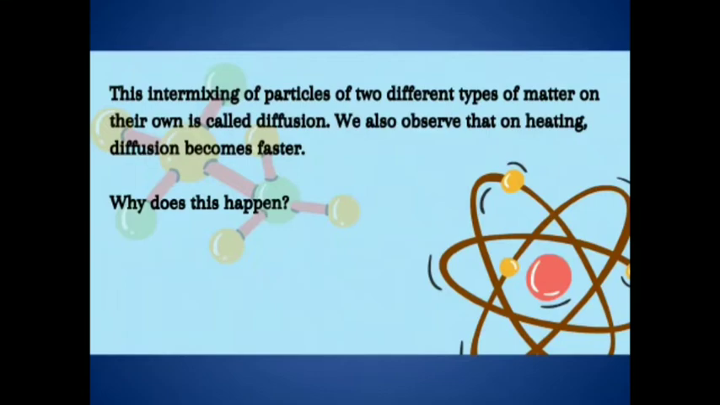This intermixing of particles of two different types of matter on their own is called diffusion. What is diffusion? Intermixing of particles of two different types of matter. For example, salt into water, ink into water, potassium permanganate crystals into water. So this is called diffusion. I told you, for example, salt into water, ink into water, potassium permanganate into water, Dettol into water. And diffusion becomes faster on heating because kinetic energy increases.